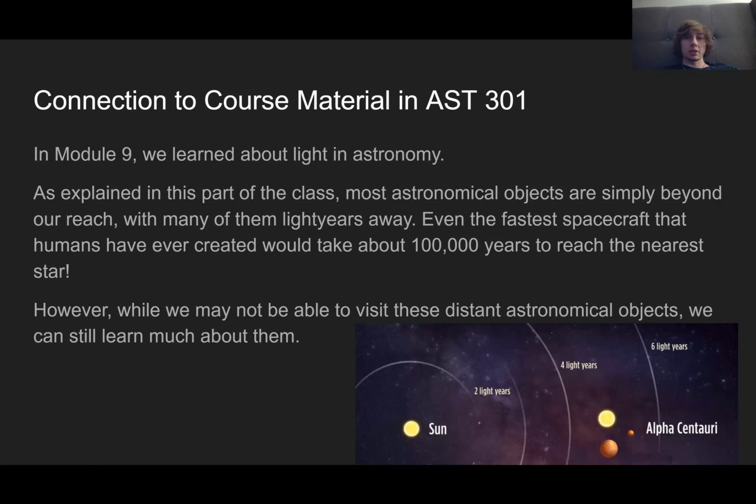Connection to course material in this class. So in Module 9, we learned about light in astronomy. As explained in this part of the class, most astronomical objects are simply beyond our reach, with many of them light years away. Even the fastest spacecraft that humans have ever created would take about 100,000 years just to reach the nearest star. However, while we may not be able to visit some of these distant astronomical objects, we can still learn much about them.